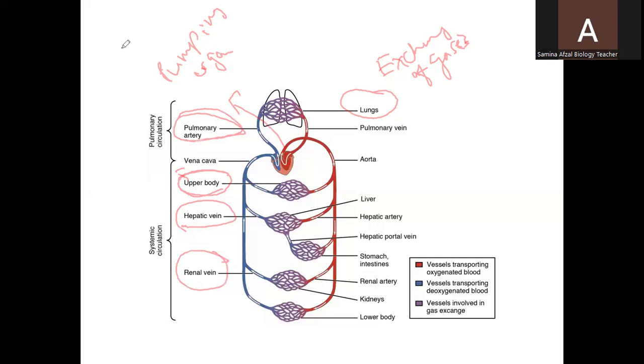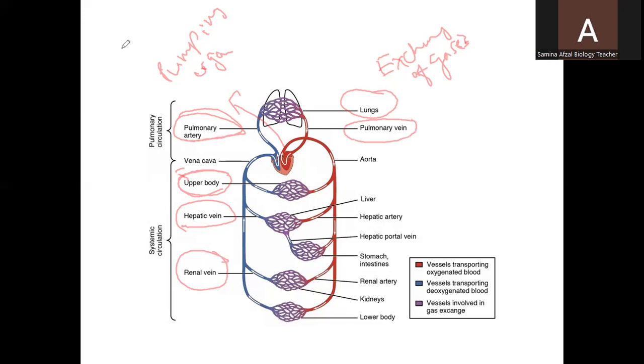The oxygenated blood is distributed by the aorta. From the lungs, the blood is carried by the pulmonary vein, and the oxygenated blood goes into the left atrium and then into the left ventricle, and from the left ventricle, the aorta takes it towards the different organs to distribute there.